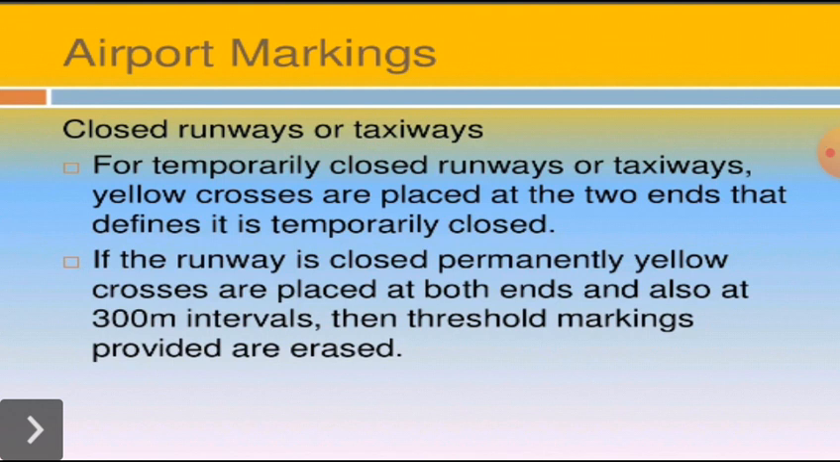And last one, the closed runways or taxiways. For temporarily closed runways or taxiways, yellow crosses are placed at the two ends to show that it is temporarily closed. If the runway is closed permanently, then yellow crosses are placed at both ends and also at 300-meter intervals. Then the threshold markings provided are erased.